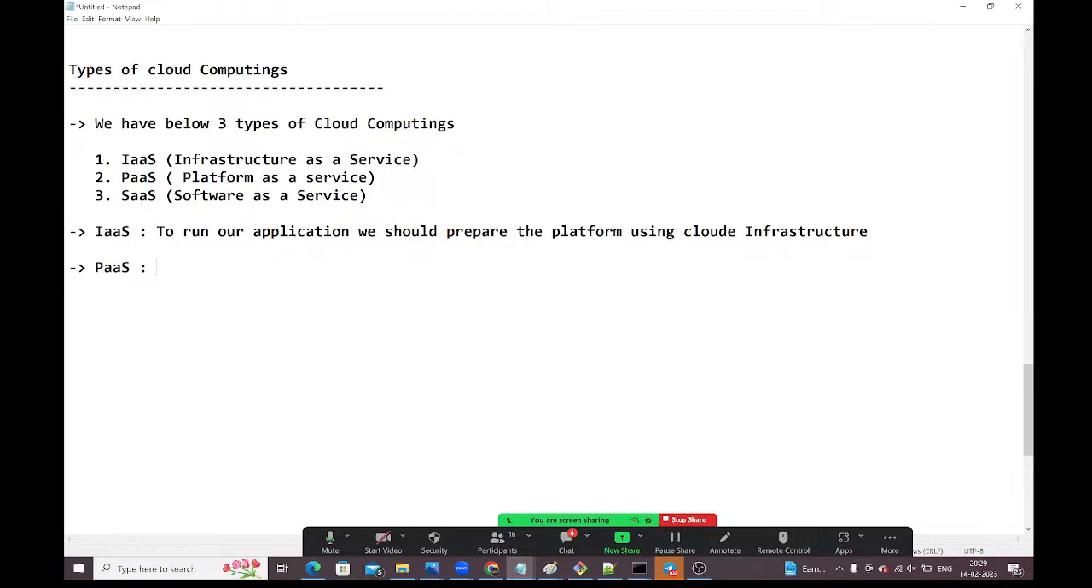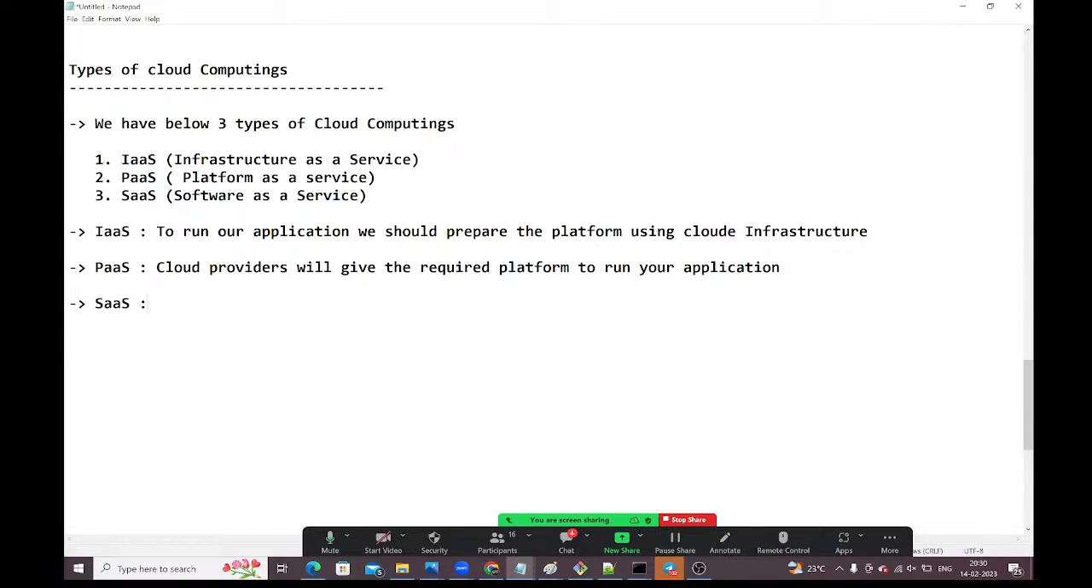Cloud providers, in this case, will give the required platform to run your application. You need not do anything. Just put focus on your application development, guys. Don't think about the platform. AWS is providing that platform. Just concentrate on the application logic and complete that application. Give that application to AWS. AWS will provide the platform to run your application, guys. Okay, super. Right.